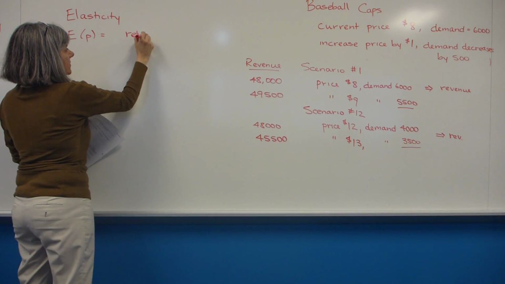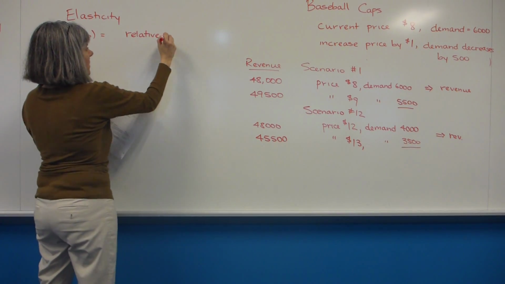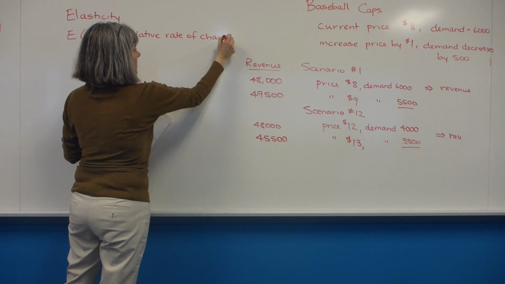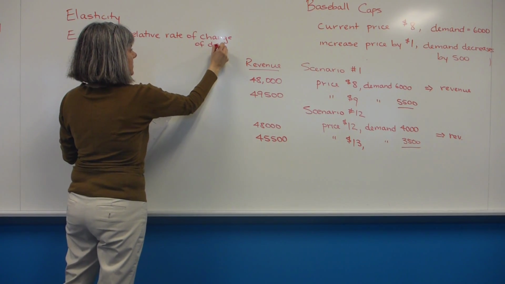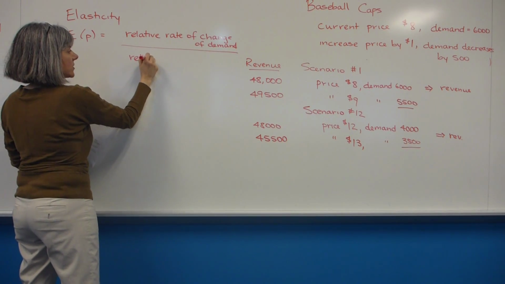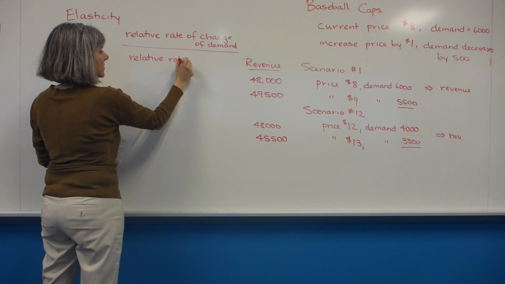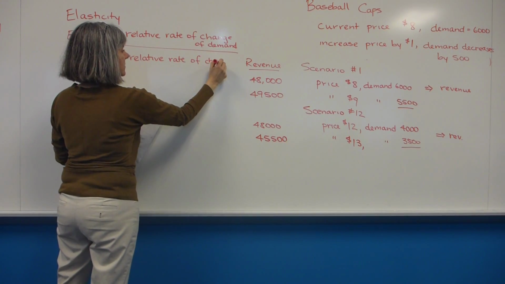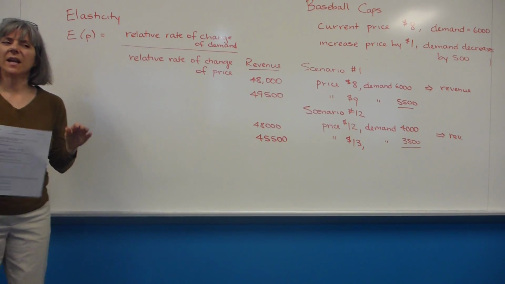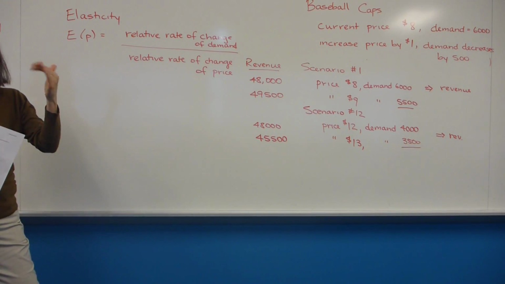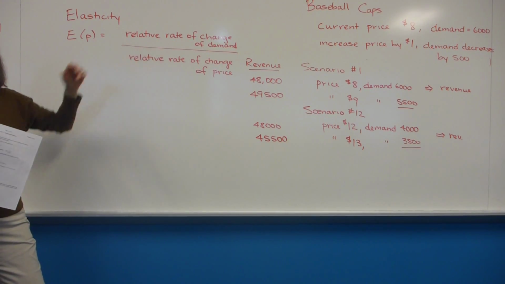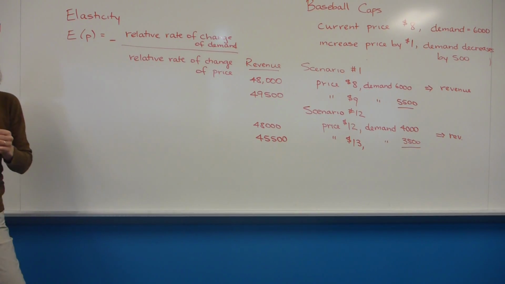This is the relative rate of change of demand divided by the relative rate of change of price. So it's saying, if I move my demand a little bit, I can get a ratio between the two, because I know if I move my demand a little bit, I know what the price will do. I get a ratio. And there's a minus sign on the front.